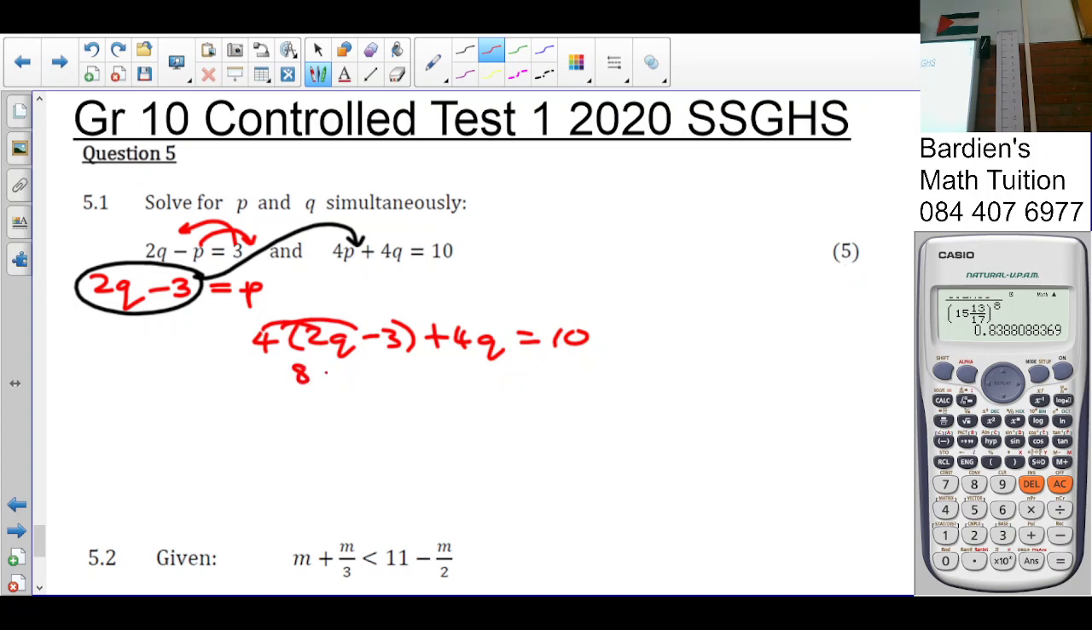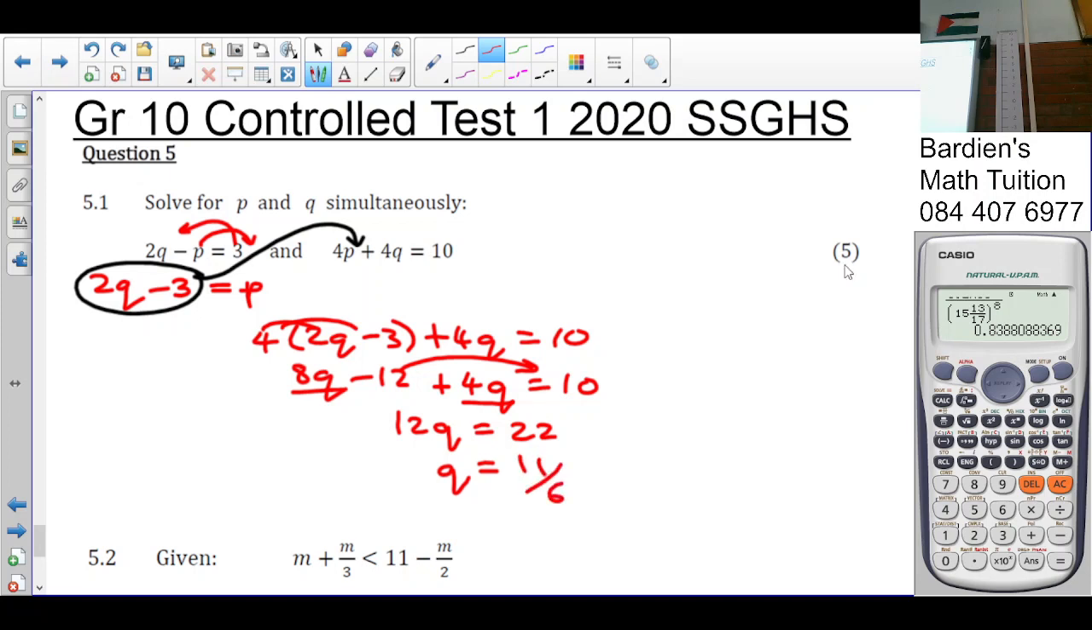Okay? So it's 8q minus 12 plus 4q equals 10. Q's on one side, numbers on the other side. So 8q plus 4q is going to give you 12q, equals 10 plus 12, is going to give you 22. So how do we get q? Divide by 12 both sides. So that is going to give you 11 over 6.